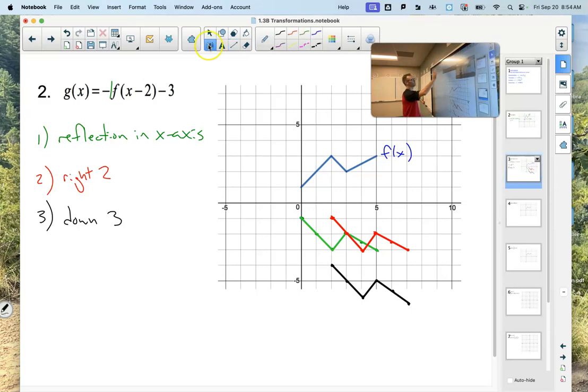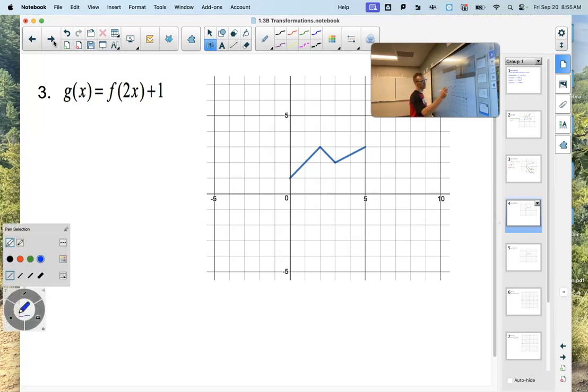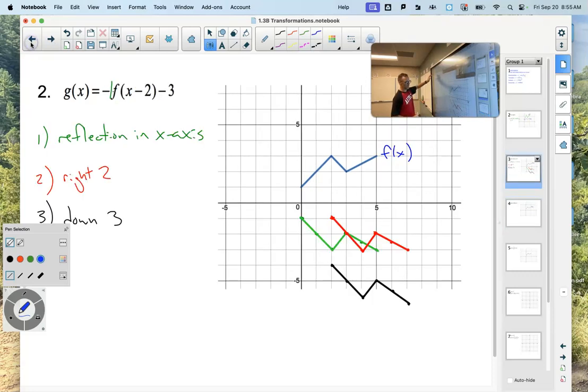There it is. Okay. This is what I want your work to look like. Each transformation, step by step, graphed step by step. Don't try to do it all at once. Let's try another one. There's f of x. Oh, I guess I forgot to label these.